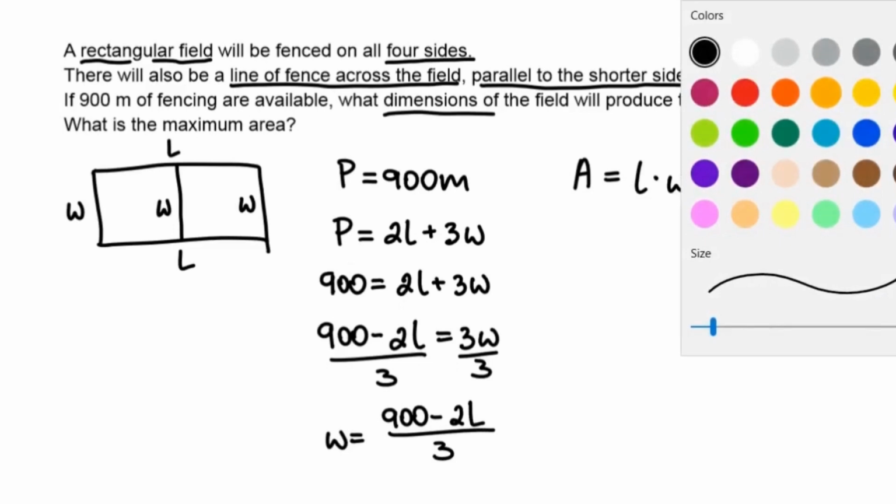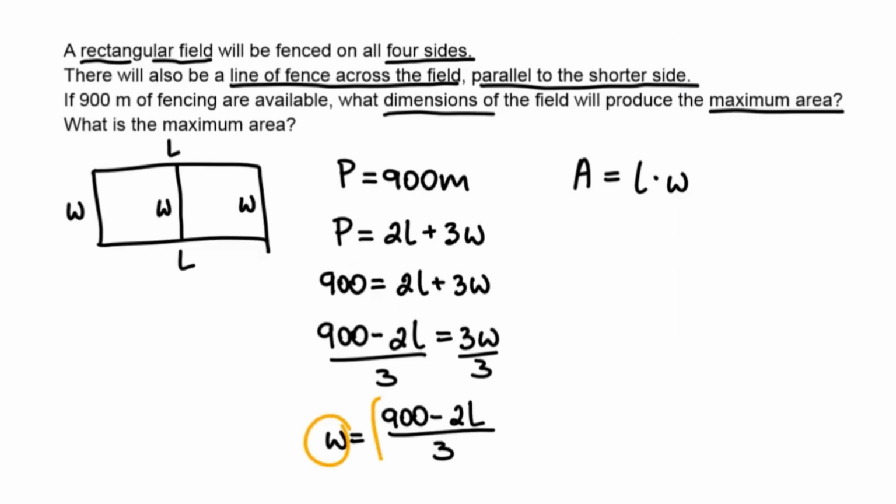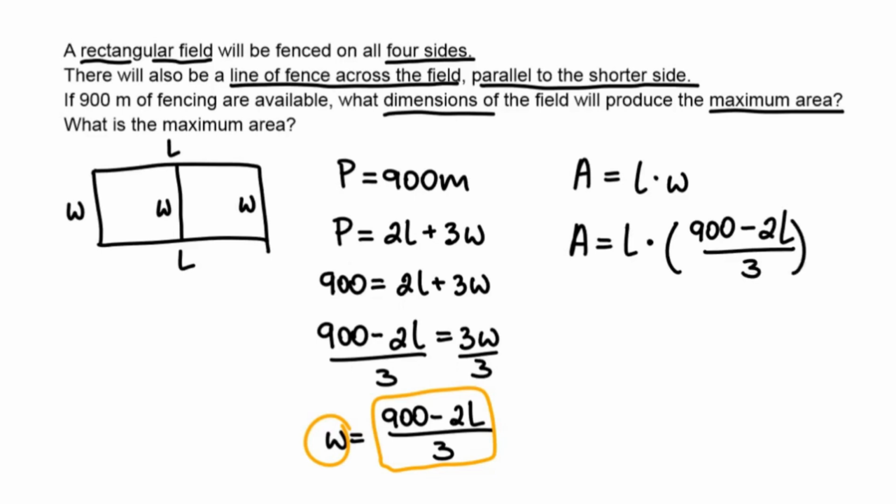So you can see that W is this expression. This expression can replace W in the area equation, and that's what we're going to do. A equals L times (900 minus 2L) over 3. All right, let's now distribute the L over the expression in brackets. So A equals (900L minus 2L squared) over 3.